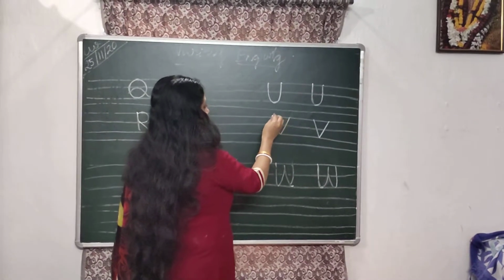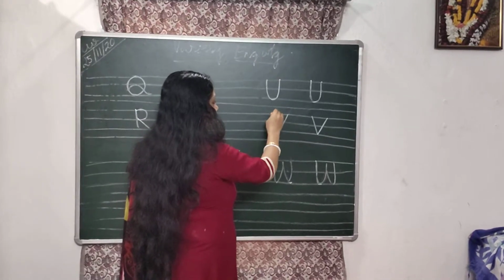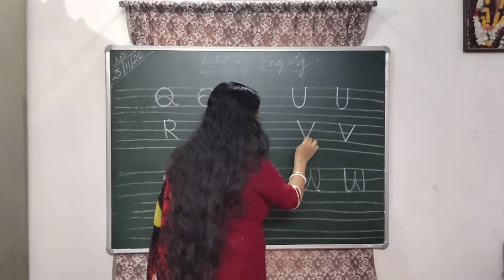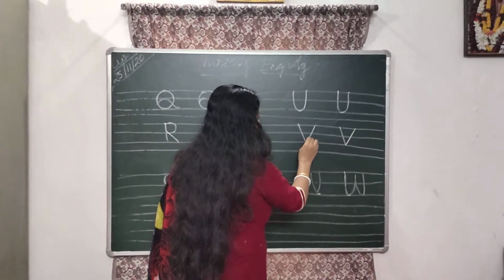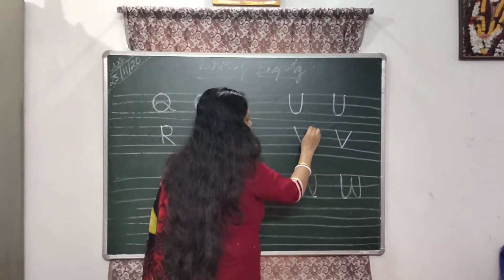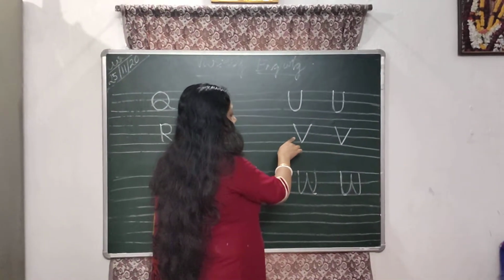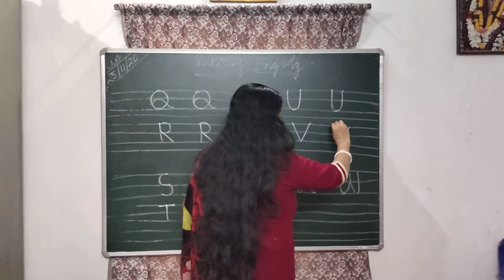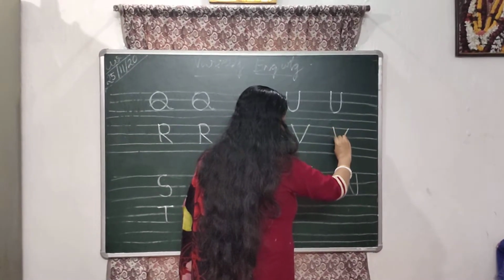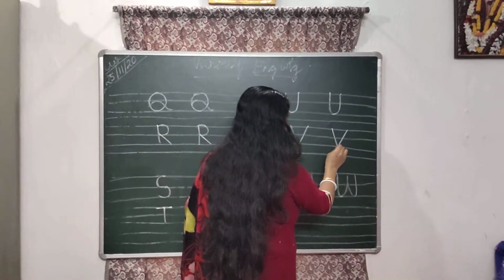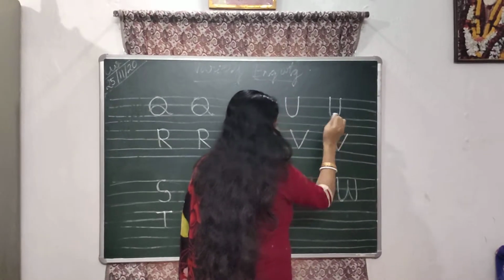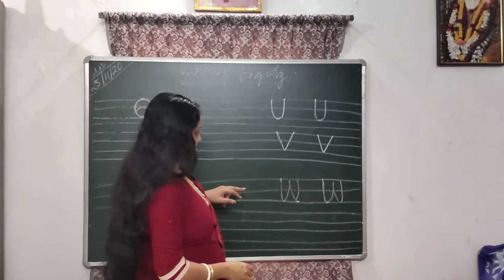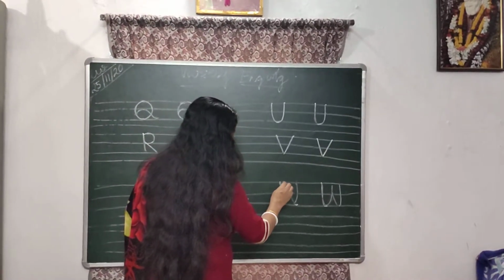Then V. Capital letter V. So once again start from the first line, make a slanting line to the third line, then again go up to the first line, make a slanting line and go up to the first line. This becomes capital letter V. Then again start from the first line, make a slanting line, come down to the third line, then again make a slanting line, go up to the first line. This becomes capital letter V. V for van.